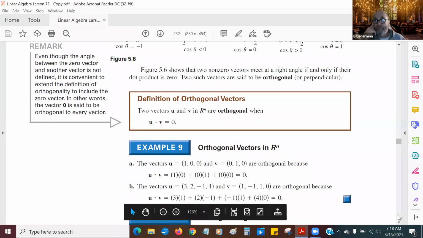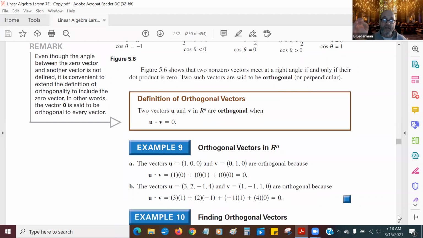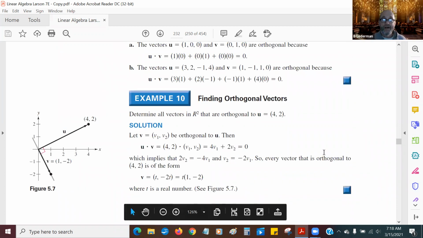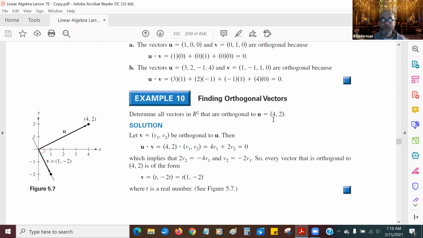Now, just in case this is all easy for you, let's see if we can make it a little bit harder. Let's find all vectors in R2 that are orthogonal to U, where U is the vector 4, comma 2. So we're not just taking two vectors and testing them to see if they're orthogonal. We want to find in general all the vectors that are orthogonal to 4, comma 2.